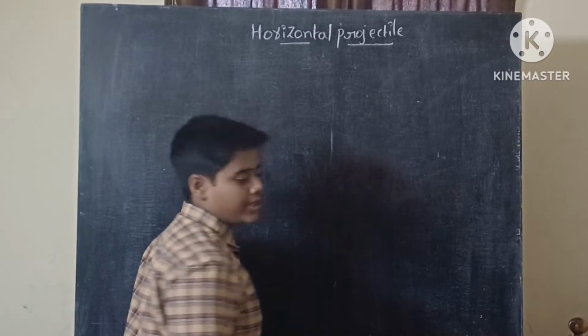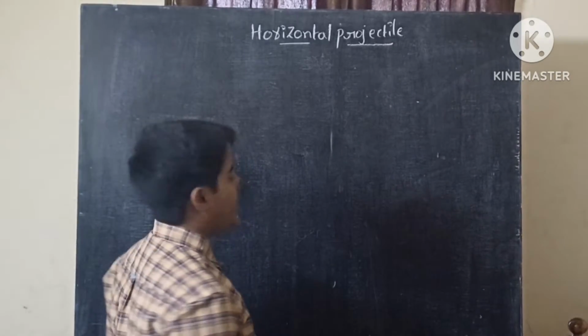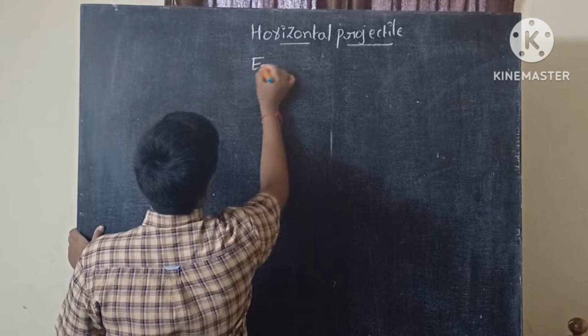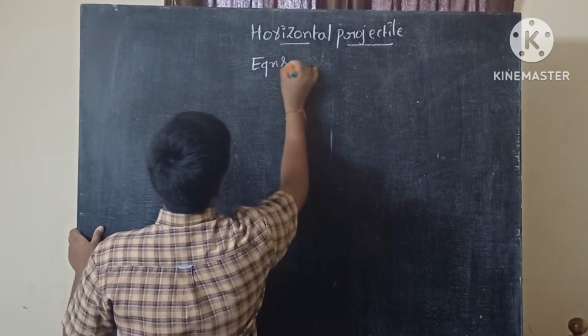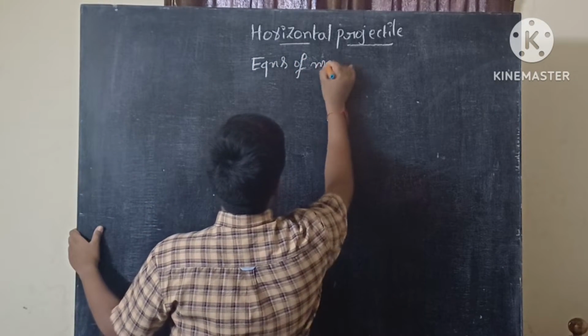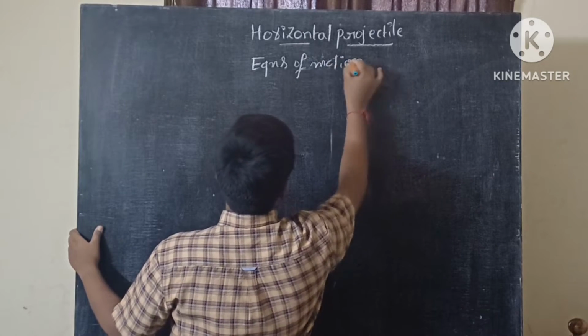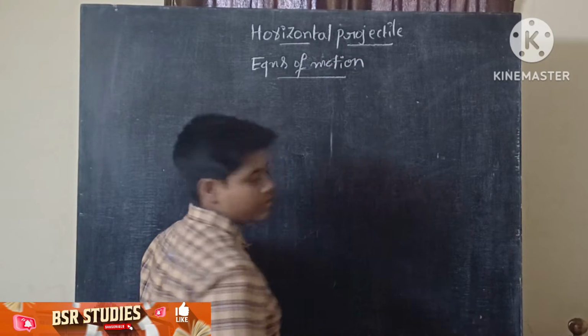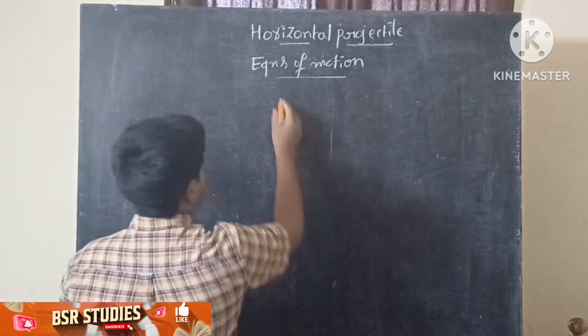Here, before going to horizontal projectile, we already learnt about equations of motion. Here there are four equations.